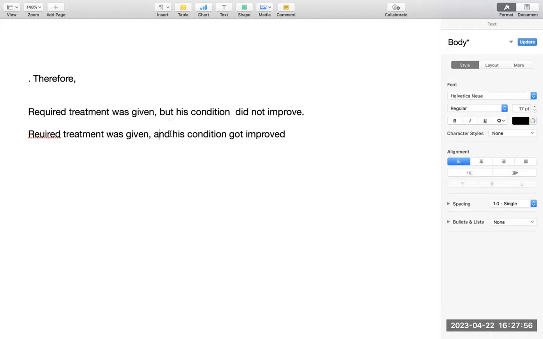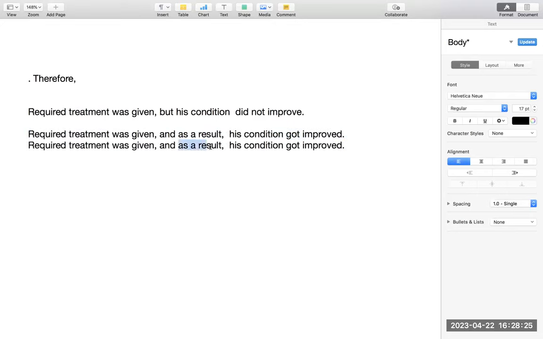Now let us see what we can do to improve it. Required treatment was given and as a result, his condition got improved. Now this is very nice. This is better. As a result can be replaced by, if I copy paste the same sentence, this is what connectors are all about, required treatment was given and consequently, which means the same, his condition got improved. So that is how I can make it better.